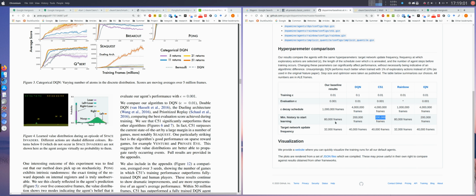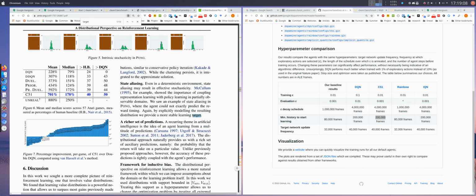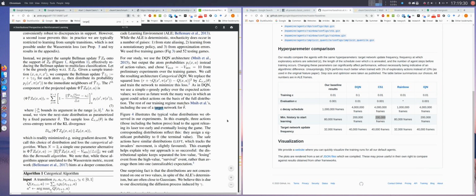This is also another detail that is not mentioned by the paper, and the paper also doesn't mention the use of a target network, right? Actually, they do. Sorry: the rest of our training regime matches the DQN paper, including the use of target network. Yeah, so I guess that makes a lot of sense. And they don't really tell you the target network frequency, I suppose.